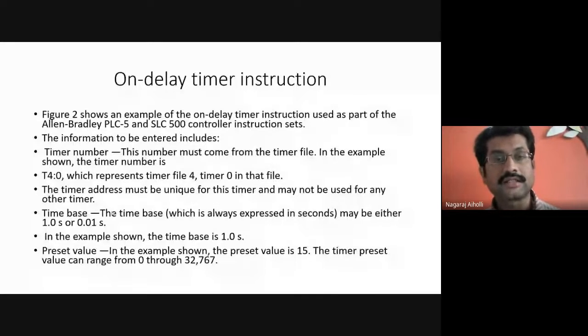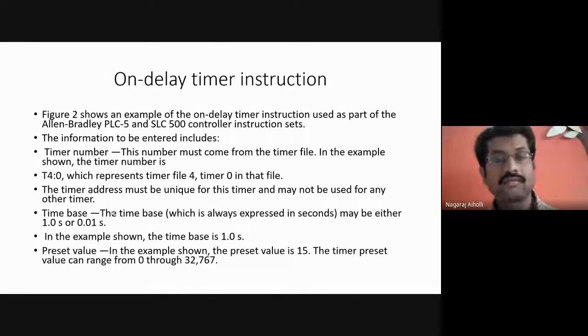On delay timer instruction. Let us move on to the timer instruction called the on delay timer. The on delay timer is the timer instruction that operates when the ladder rung becomes true. When the ladder rung condition is true, this on delay timer will function. Hence it is called an on delay timer. The next figure shows an example of the on delay timer instruction, which can be used for both the Allen Bradley PLC 5 controller and the SLC 500 controller instruction sets.